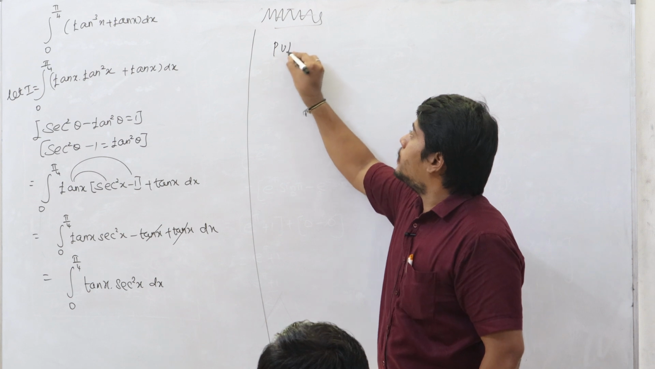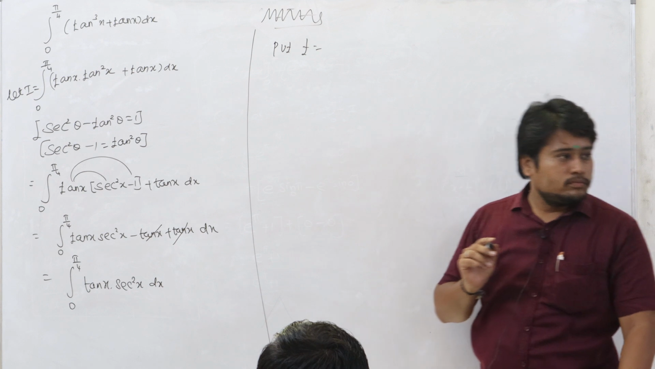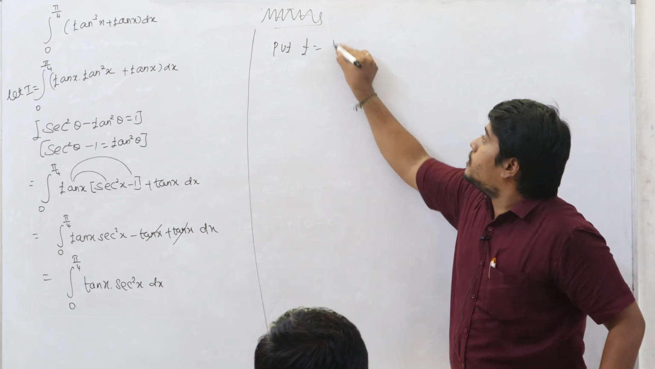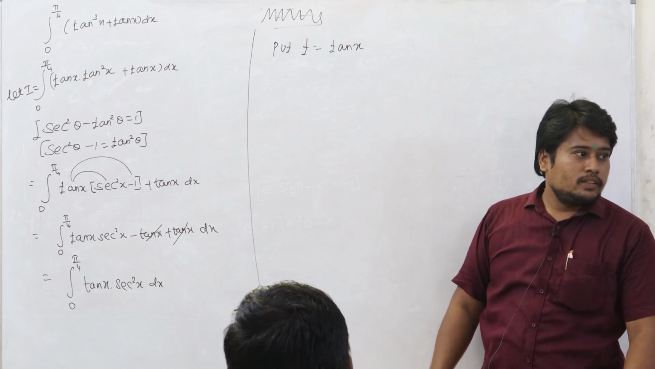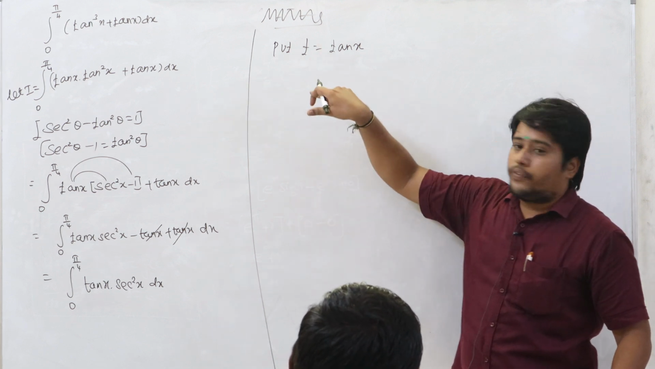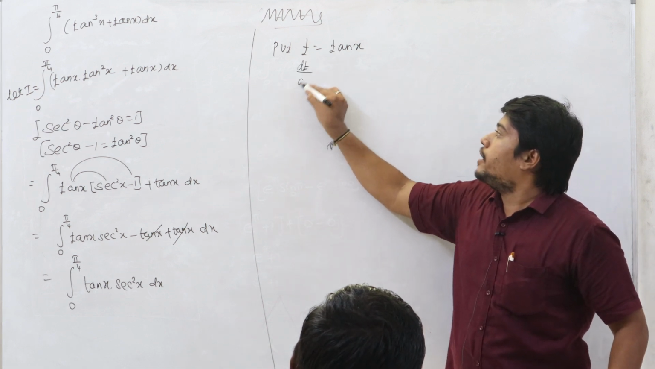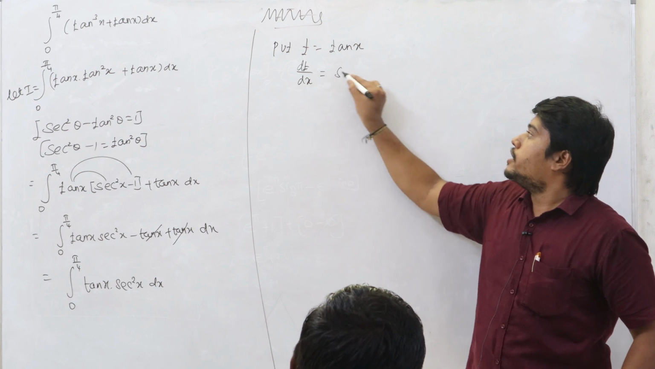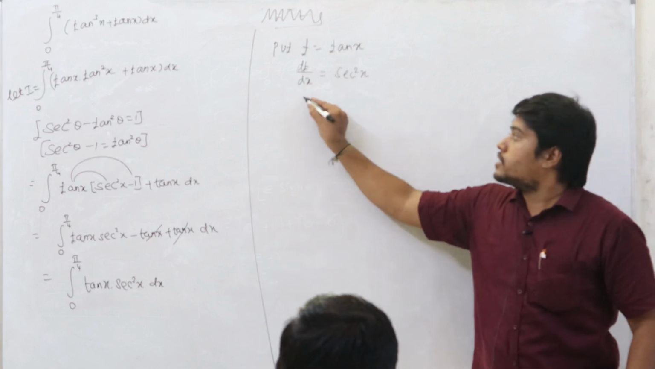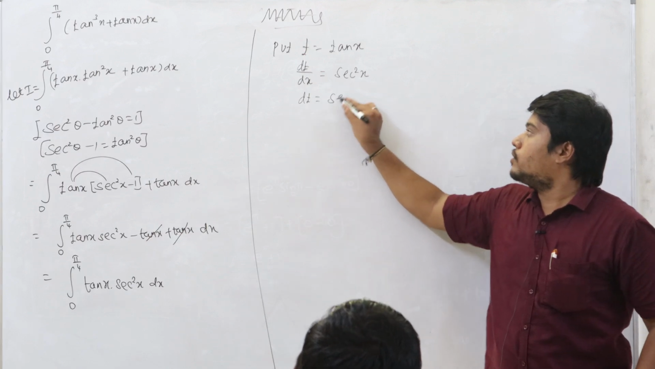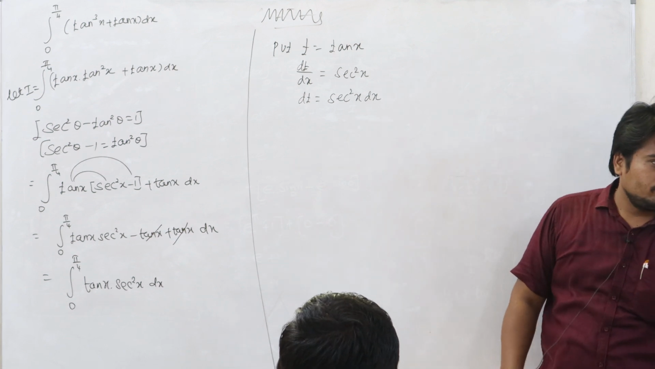Now for the substitution method, we can take another variable t. So t we can take as tan x. You have to differentiate with respect to x. So we get dt by dx equal to the differentiation of tan x, which is secant square x. Just cross multiply dx, so we get dt equal to secant square x into dx. That's it.